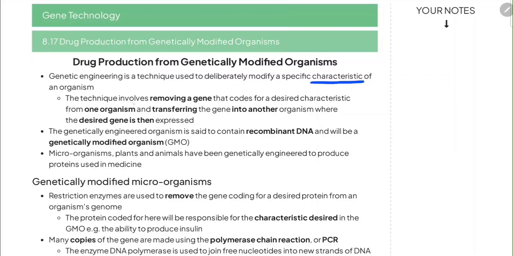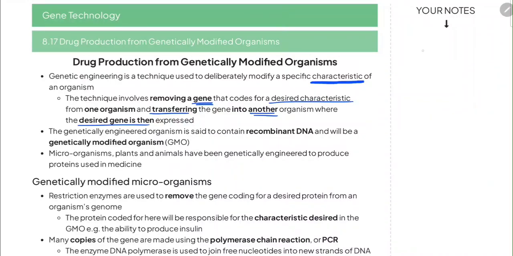This technique involves removing a gene. Of course, that's what we've talked about, that we are going to remove a gene that codes for a desired characteristic for one organism, and transferring the gene to another organism where the desired gene is then expressed.